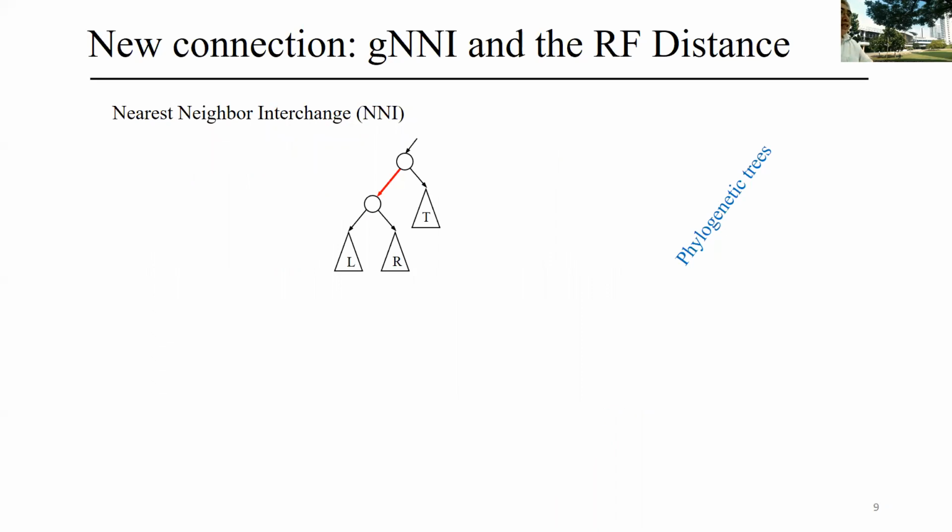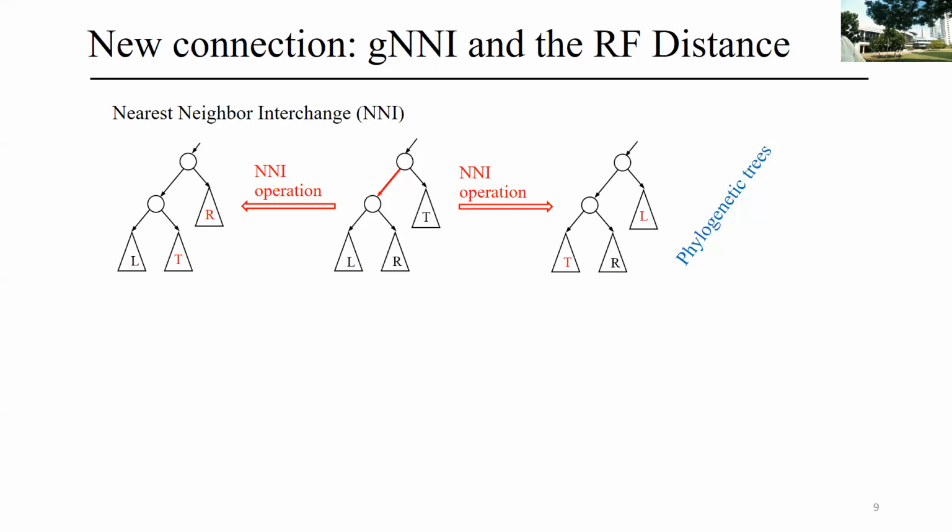The nearest neighbor interchange operation was originally defined on phylogenetic trees. In the case of rooted phylogenetic trees, it allows us to interchange two subtrees across an internal edge. For example, when applying the NNI operation on the right edge, it allows us to move the subtree L down and, at the same time, move the subtree T up. Another alternative is to interchange subtree T with subtree L.